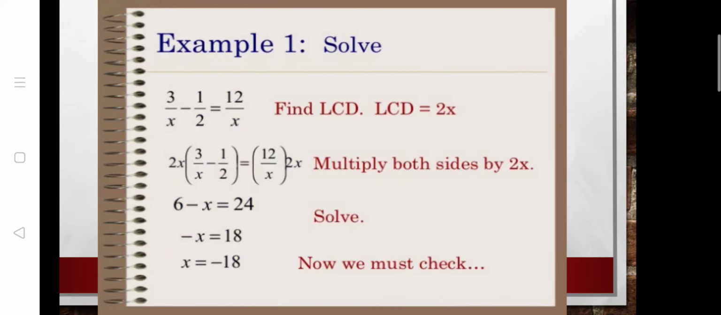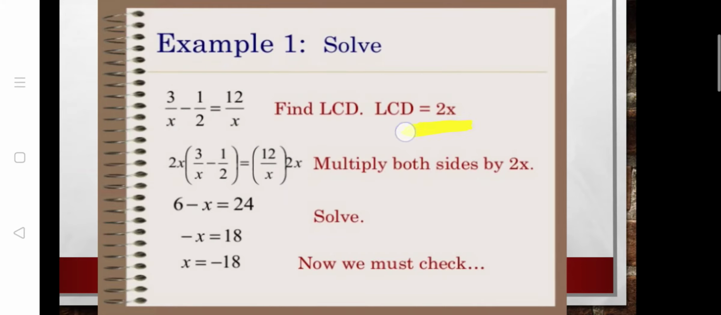For example, suppose we have this given rational equation 3 over x minus 1 half is equal to 12 over x. Okay, so to find the LCD, get this denominator, we have x, then get this denominator, we have 2. Therefore we have 2 times x or 2x. So this x, we already got it earlier in the first denominator. So this will be our LCD, 2x.